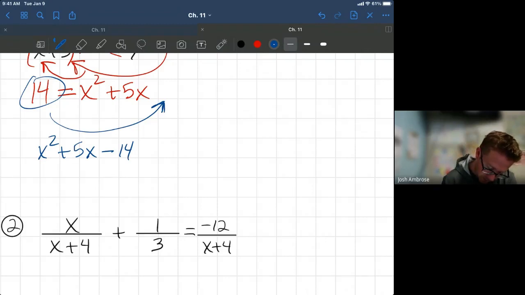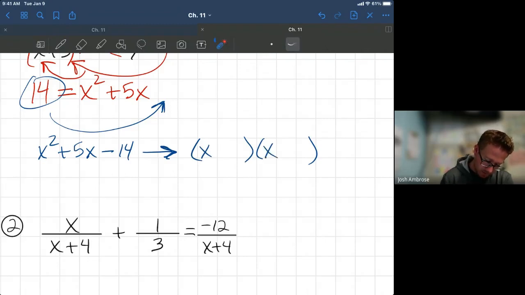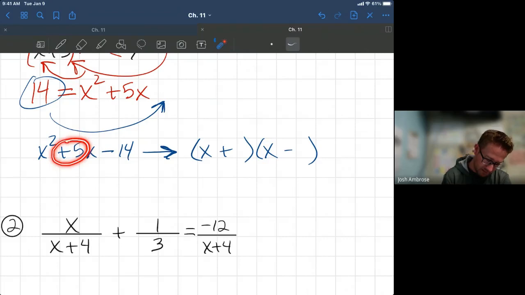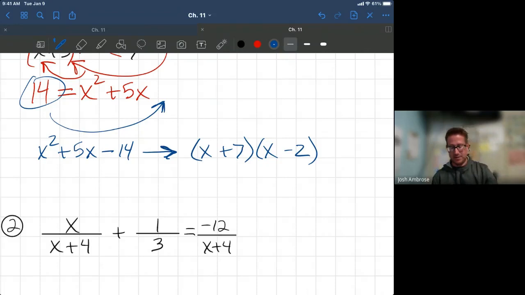Now we have a trinomial that can be factored. X squared breaks down into x with an x, plus sign, minus sign, in that order. Plus sign, minus sign, that's what works out in the parentheses. Factors of 14 that can create 5: 7 and 2. Notice we need a positive 5. So that means we're going to have a positive 7 minus 2. 7 minus 2 will equal a positive 5.